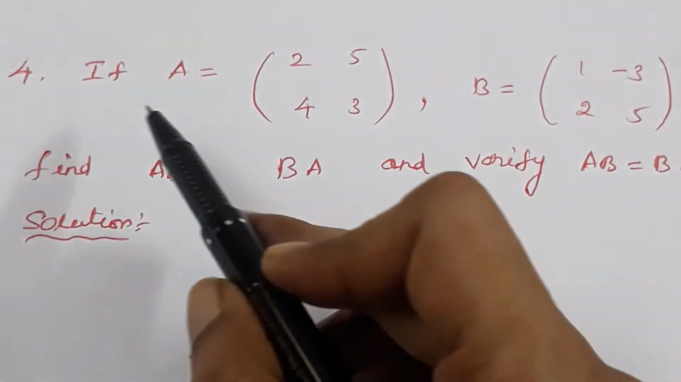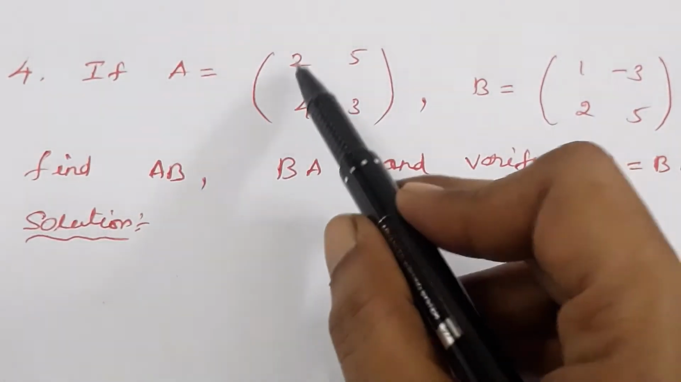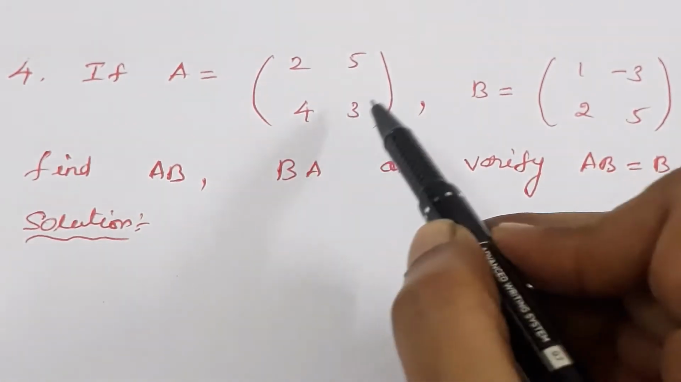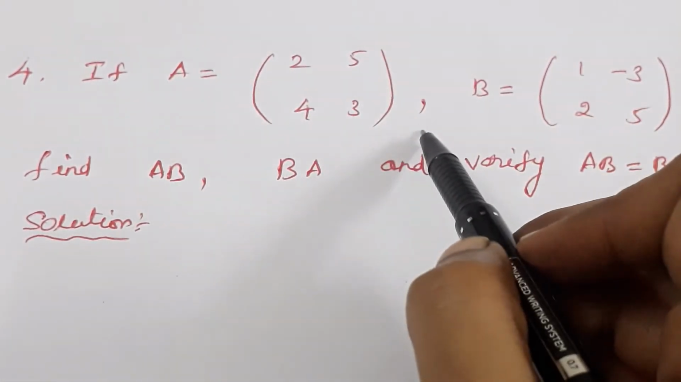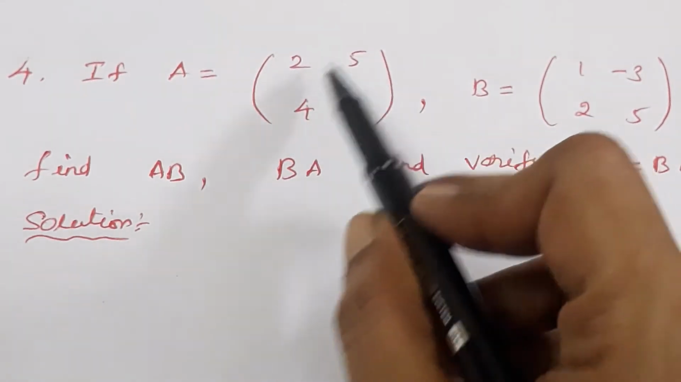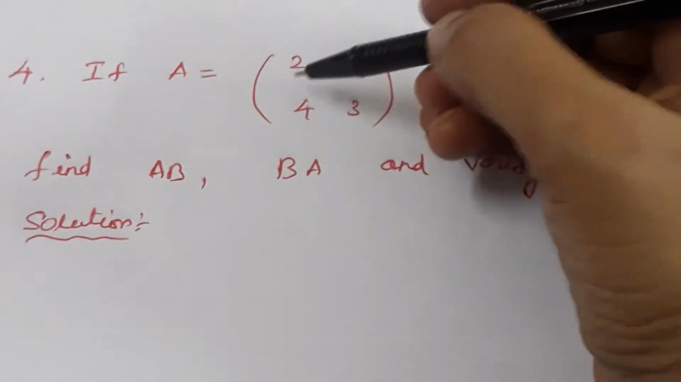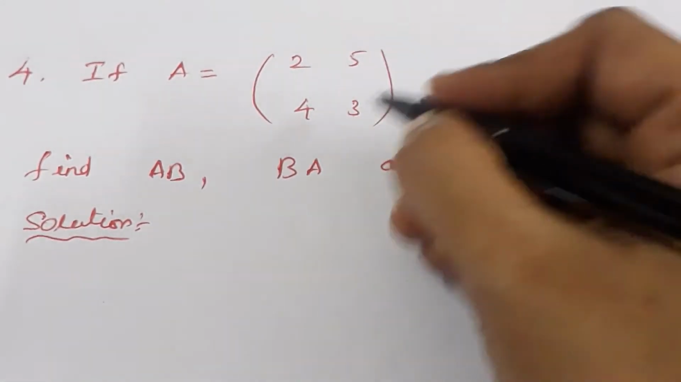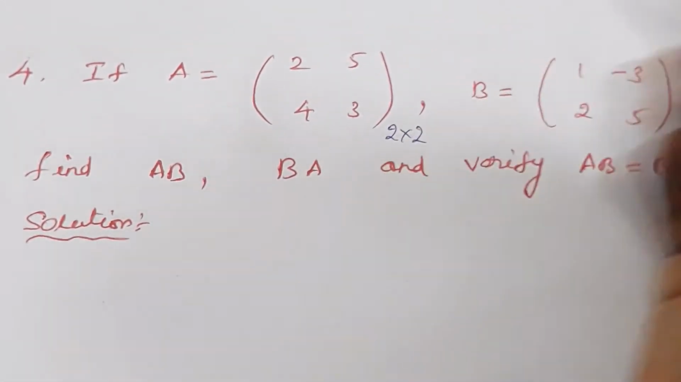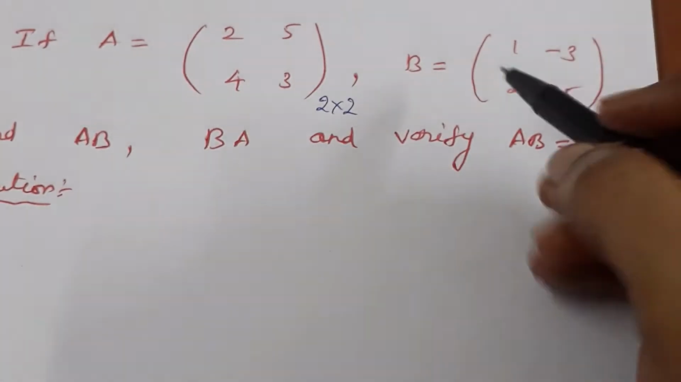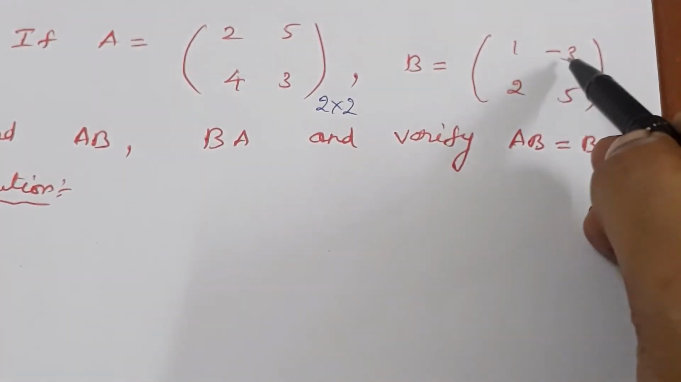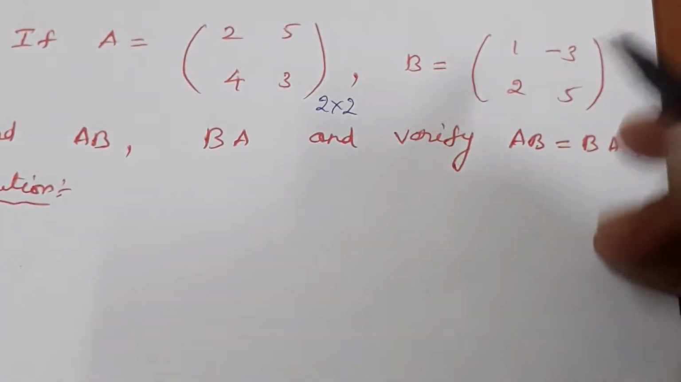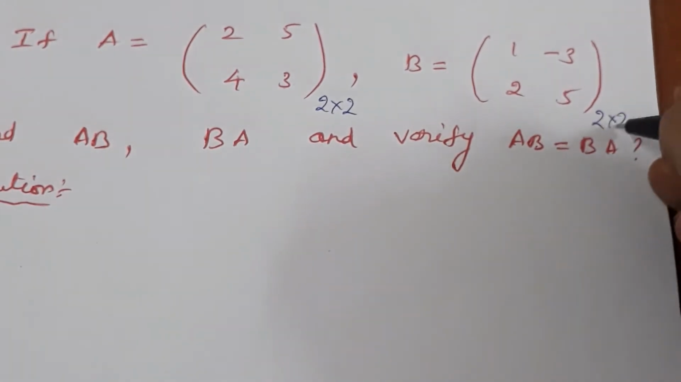Fourth question, if A equals the matrix 2, 5, 4, 3. So this is our 2 by 2 matrix. How many rows? 2 rows in A. And how many columns in A? We have 2 columns. So this matrix is a 2 by 2 matrix. Understood? And then B equals 1, minus 3, 2, 5. This matrix is also a 2 by 2 matrix.